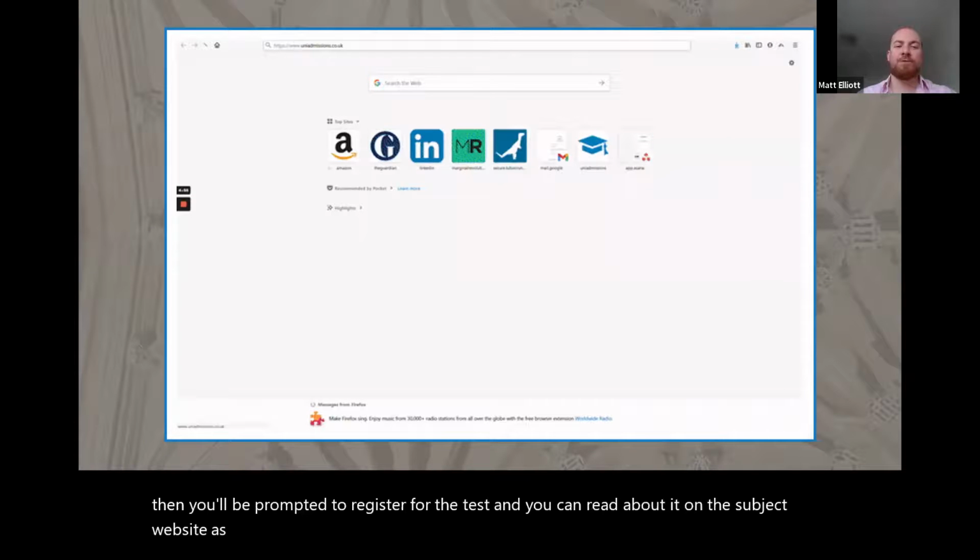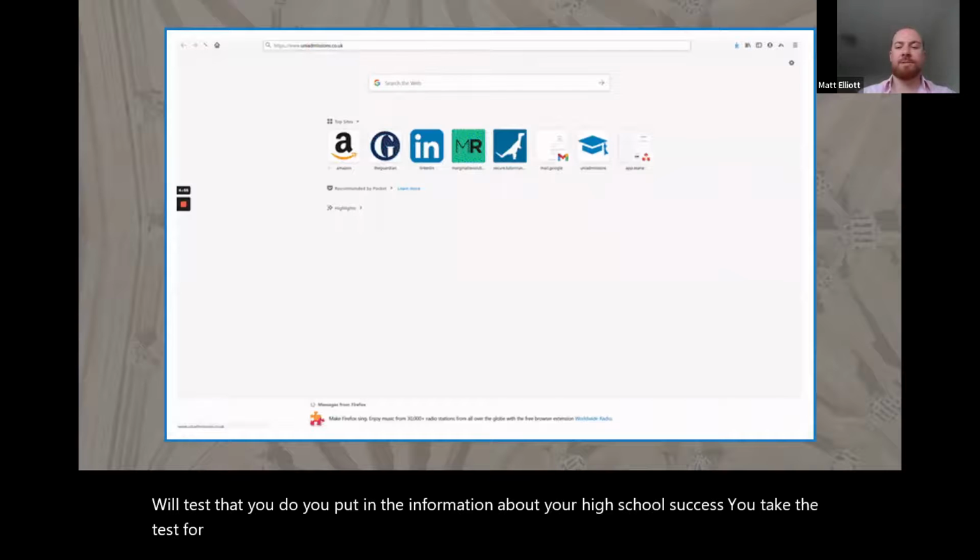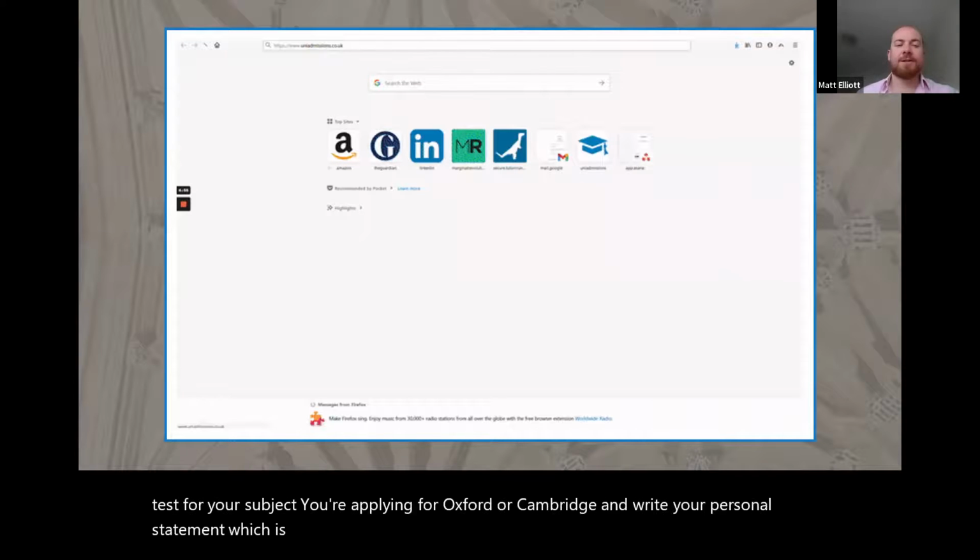We provide support for every test for Oxford and Cambridge, and for tests at other universities as well. But unlike the States, there isn't one test that you do. You put in the information about your high school success, you take the test for your subject if you're applying for Oxford or Cambridge, and you write your personal statement, which is like the personal essay component in the American system.